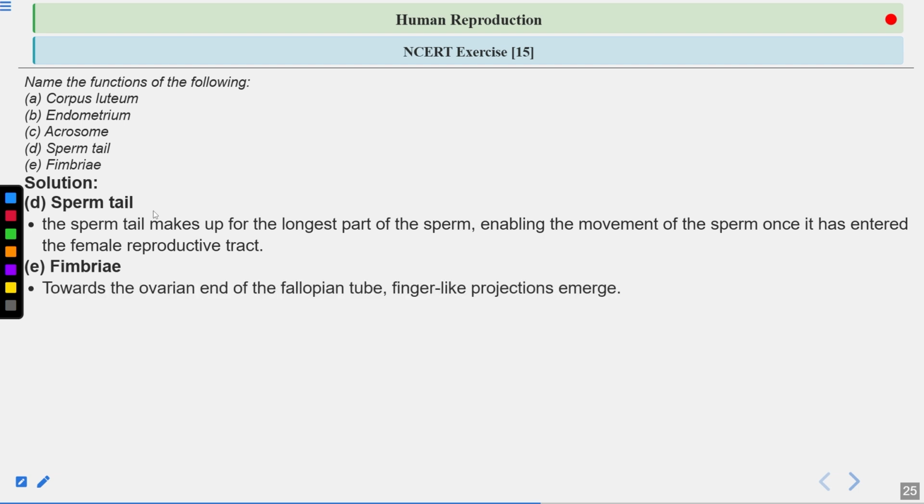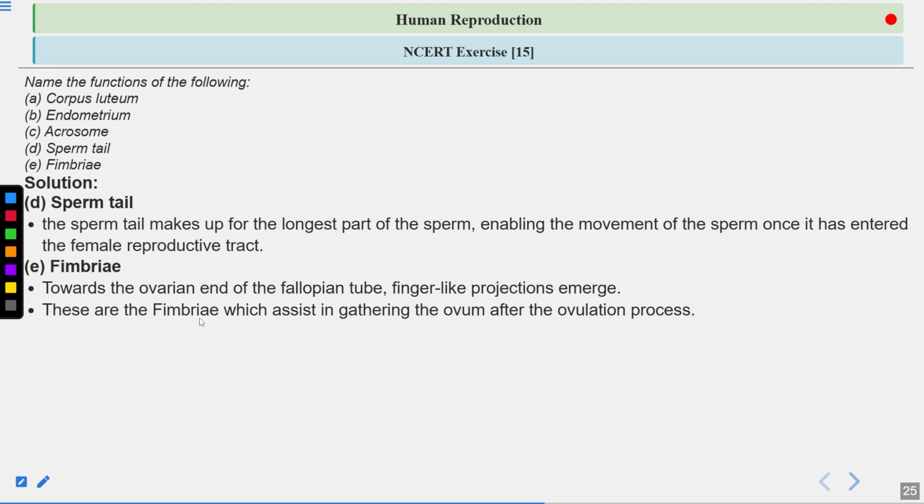Then fimbriae. So the part of the fallopian tube, okay, first, which is near to the ovaries, this is known as infundibulum, and on this infundibulum, finger-like projections are present, which are known as this fimbriae. This fimbriae, they help in the collection of the egg, which is released by the ovaries. Okay, so these are fimbriae which are present in the infundibulum region of the fallopian tube, and this fimbriae helps to gather the ovum or collect the ovum, which are released from the ovary during the process of ovulation.